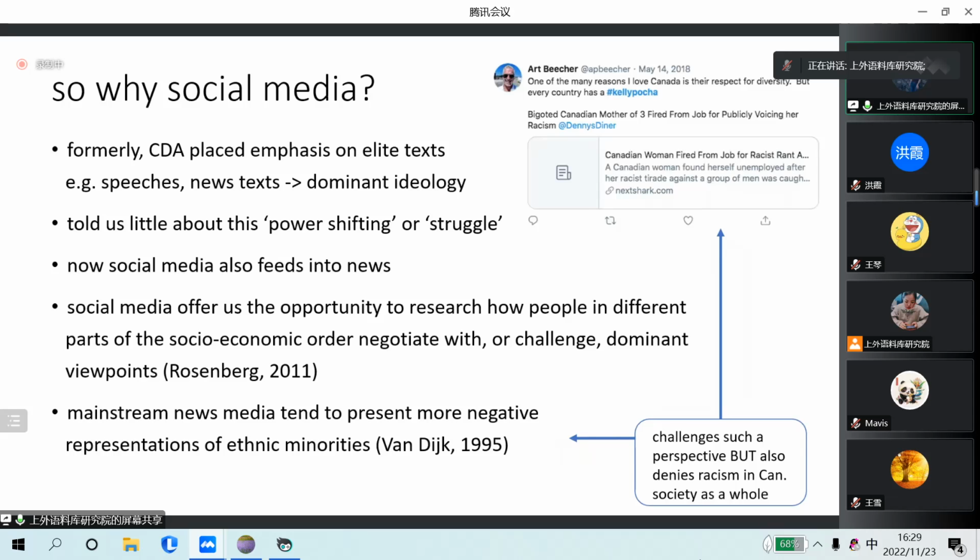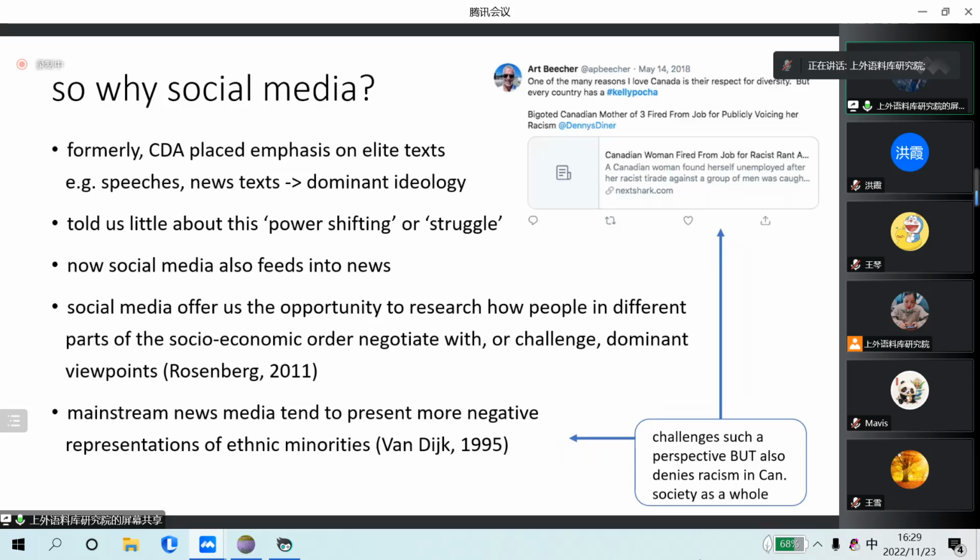It offers us this opportunity to see how these discourses are challenged, are negotiated, how different viewpoints come to the fore and are backgrounded. It also feeds into the news, whereby these new discourses might be legitimated in a big way. And whereas mainstream news tended to present more negative representations of ethnic minorities, that is not what we see at all going on in social media.